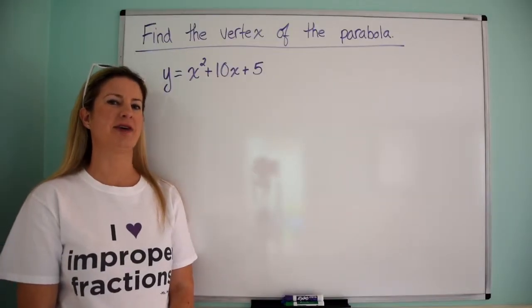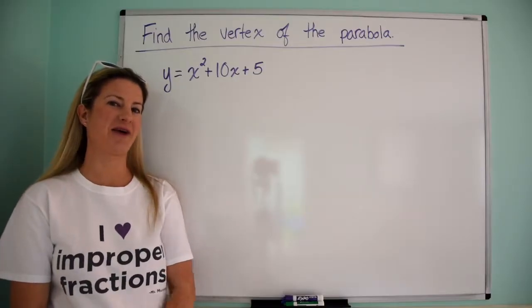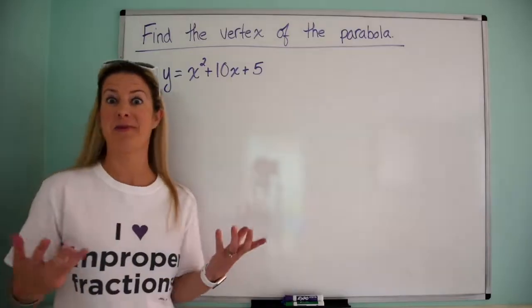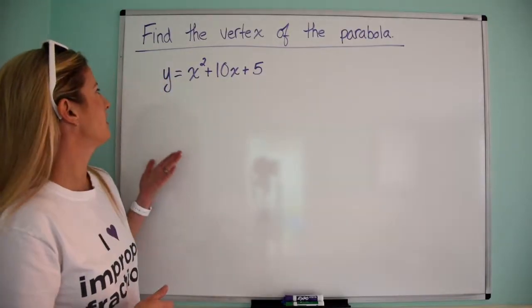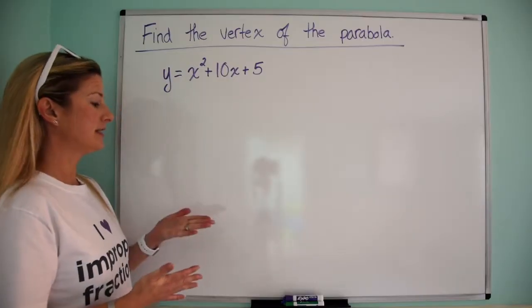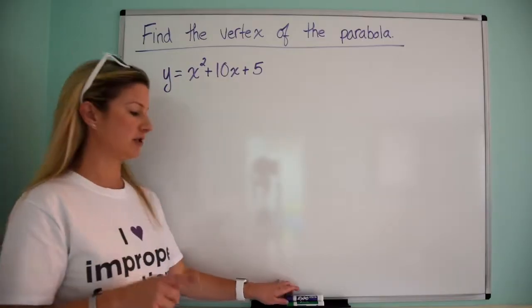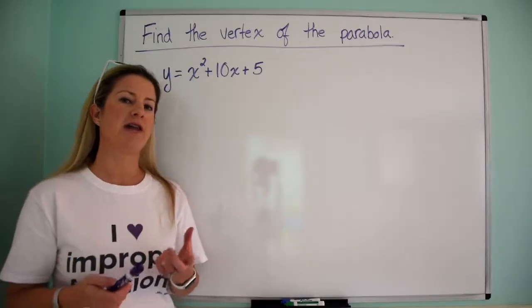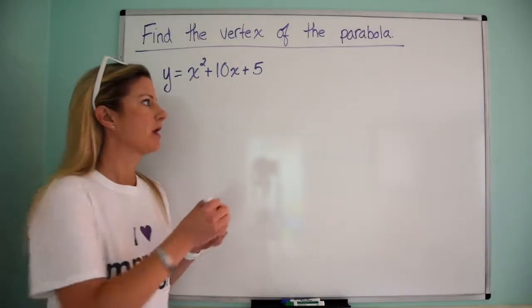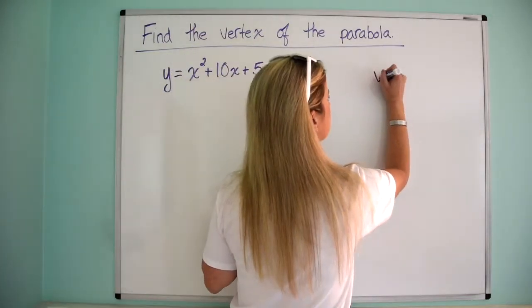Hey everyone, I'm Ms. Milkowski, the mathematician, and today we are going to find the vertex of a parabola. All right, so I have one right here, y equals x squared plus 10x plus 5. As you can see, it's in standard form, and here is a question I have for you. How do we find the vertex of a parabola when it's given in standard form? Let's come over here and write what the formula is for that.